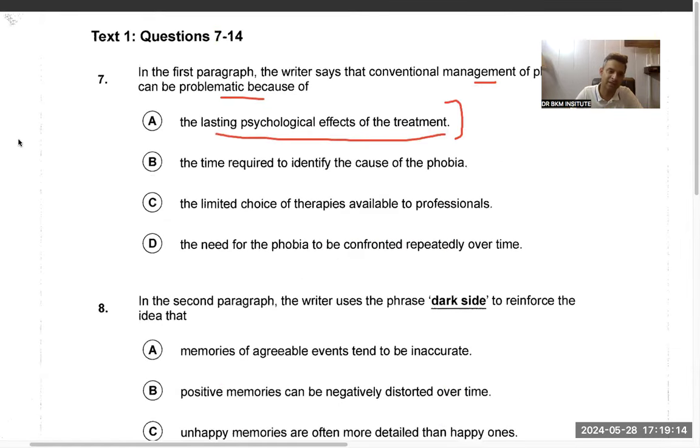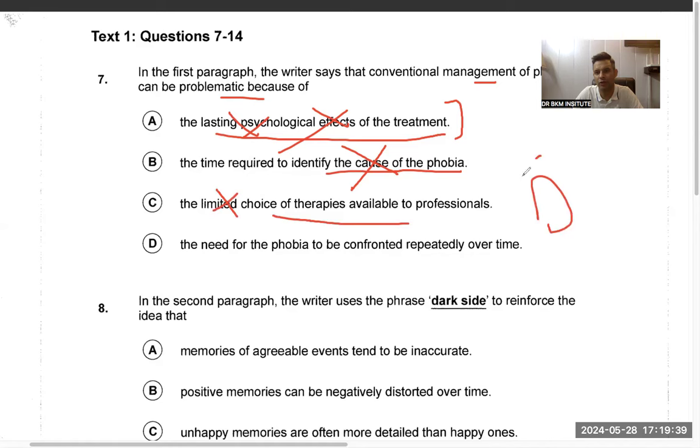So you need to understand these words. Please eliminate. The time required to identify the cause: they did not talk about the cause of the phobia. This is not my answer. This is elimination, guys. This is the best method. Please understand, that's why in these readings, you have to use elimination throughout OET reading, in at least 90% of the questions. The limited choice of the therapist: they did not talk about the limited choice. So I am left with only option D.